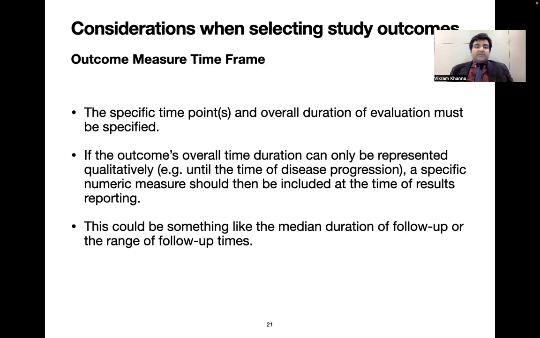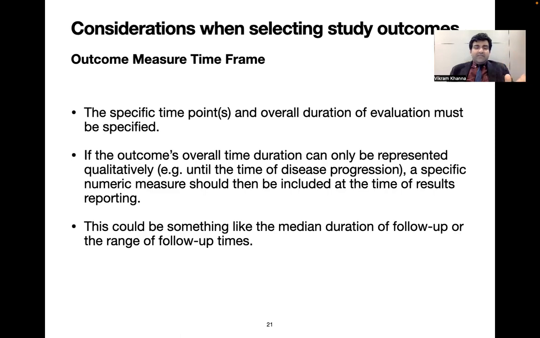Time frame: the specific time points and overall duration of the evaluation must be specified. For example, if we have to assess the functional outcome of a study, then we have to pre-specify that we'll be assessing it on a weekly basis, monthly basis, or 6 monthly basis. We can't keep it an arbitrary value. It has to be pre-specified.